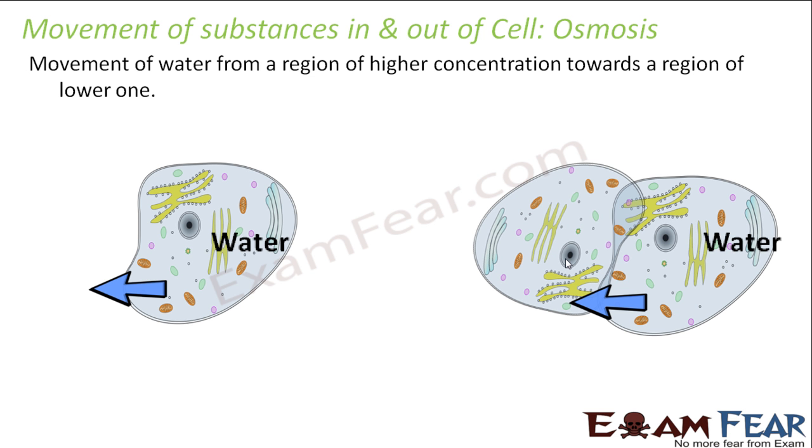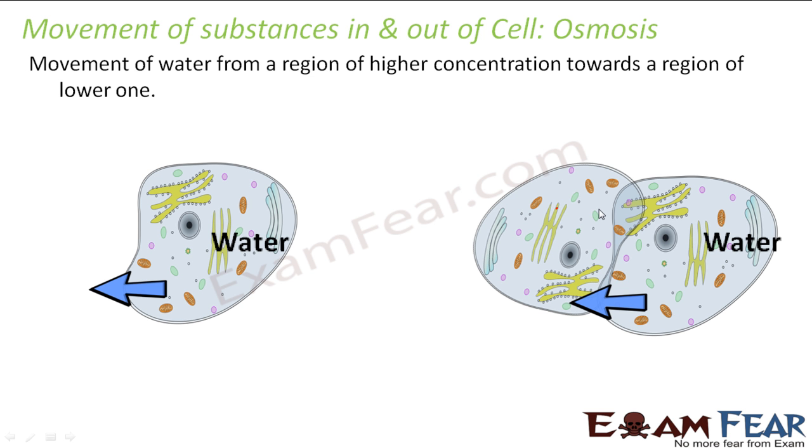Now, this movement happens. What is the cause of this movement? The basic cause of this movement is the difference in concentration. That means if we have both these cells with the same amount of water, in that case what will happen? No osmosis will take place because both of them are at the same concentration. Nobody is at a higher concentration.